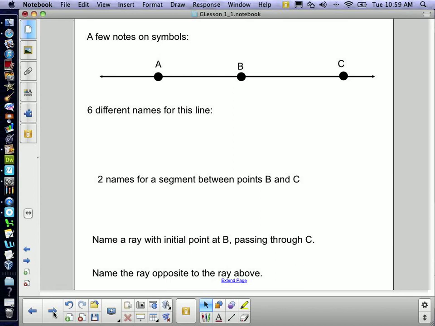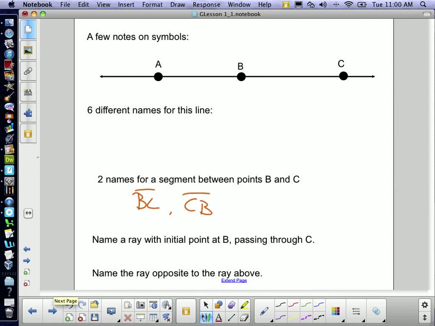Again, we've done this already. We've done 6 different names for this line. Give me a name for a segment between point B and point C. Segment that connects point B and point C. This is not a trick question. It really is as simple as you might think. What will be a name? Yeah? BC. Wow. How about another name for the same segment? Anybody? CB. Excellent.